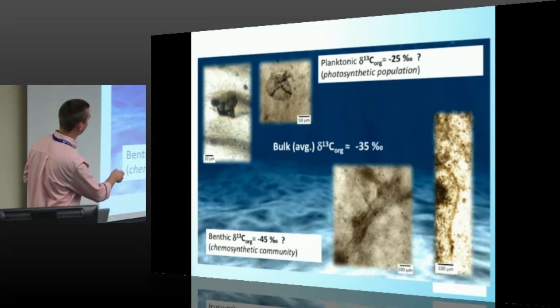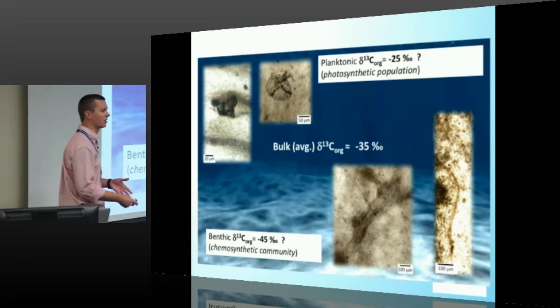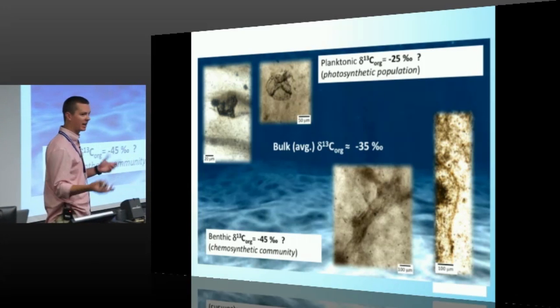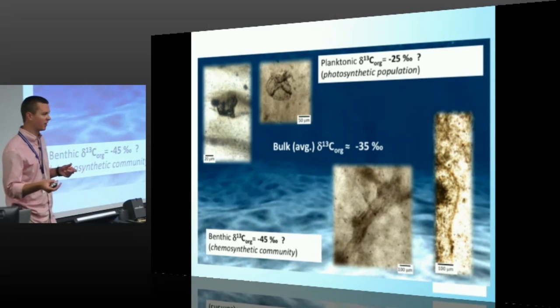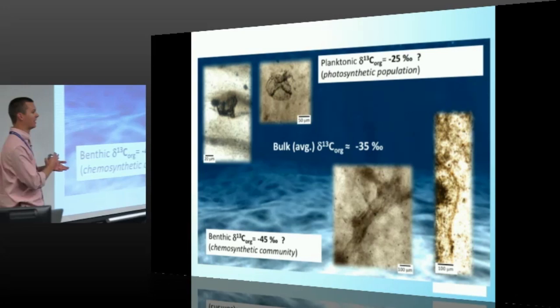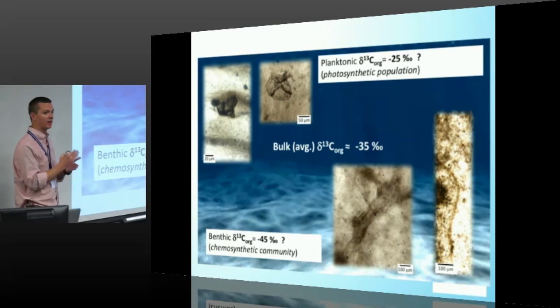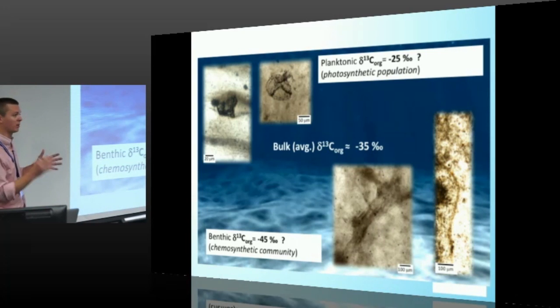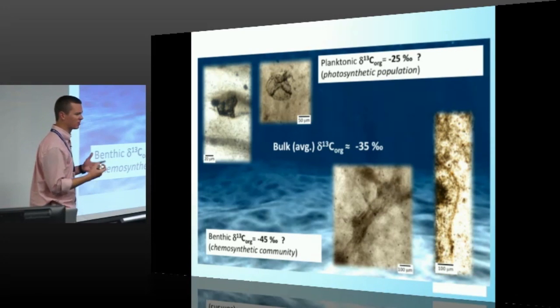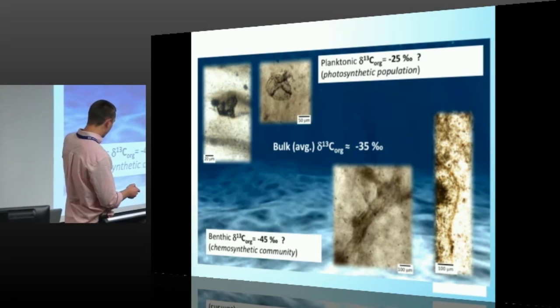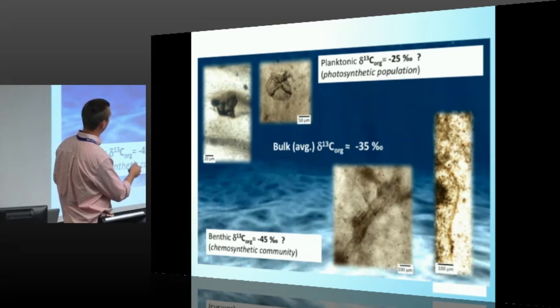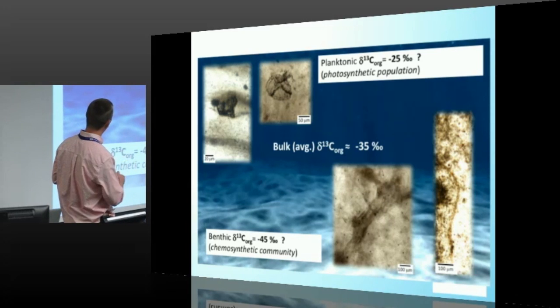We did bulk carbon isotope measurements on these things, so we extracted the kerogen, put it in a mass spec, and we got about negative 35. If you remember that chart earlier, that's kind of at the tail end for photosynthesis. It's a very extreme depletion for purely photosynthetic, which are more typically around negative 25. So the question then is, do we have two populations, a photosynthetic one and a benthic chemosynthetic one?